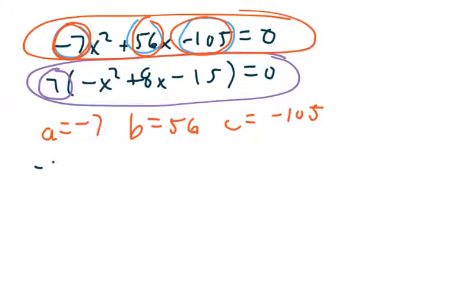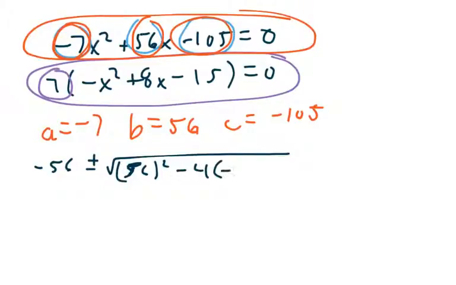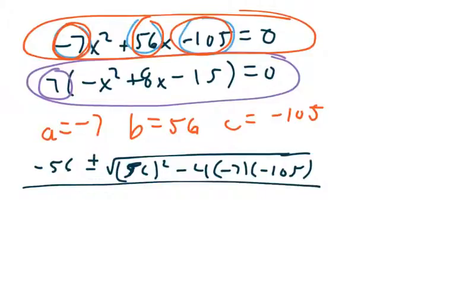Here we go. The negative of B plus or minus the square root. We're going to take the B, that's 56 there, squared. Okay, 56 squared, minus 4 times the A times the C. Hopefully I didn't make any silly mistakes there. And we're going to divide that by 2 times the A. And that's a 7 right there, negative 7.